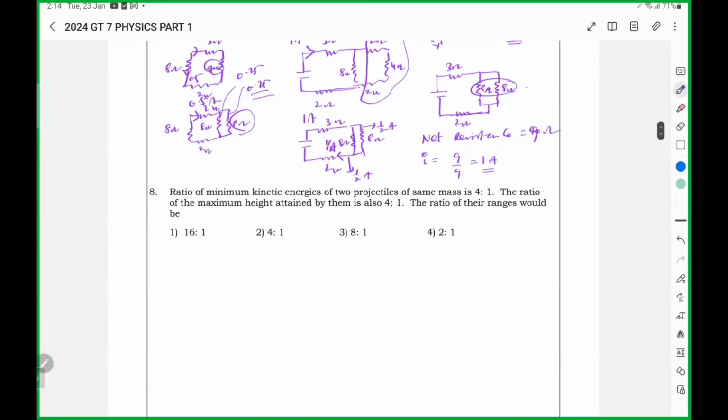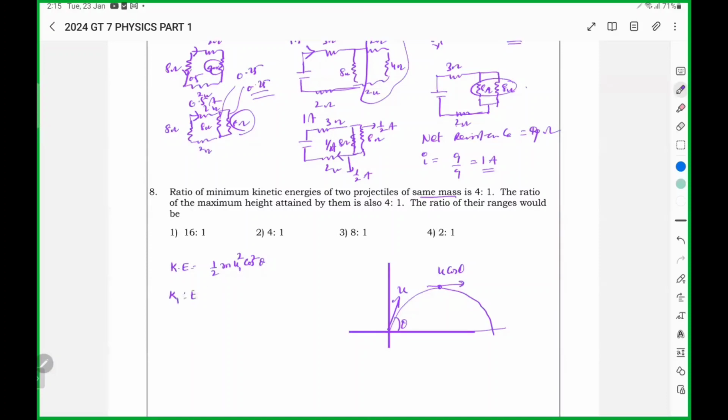Here, once you project any object at an angle theta, kinetic energy is same, mass is the same, the only difference is velocity. Kinetic energy is half m, in place of u cos theta. So here, same mass means maybe velocity different.